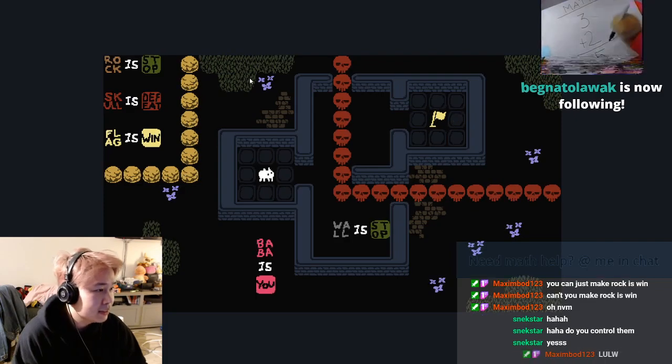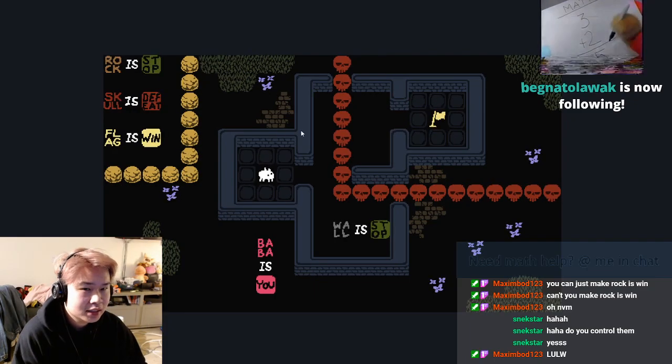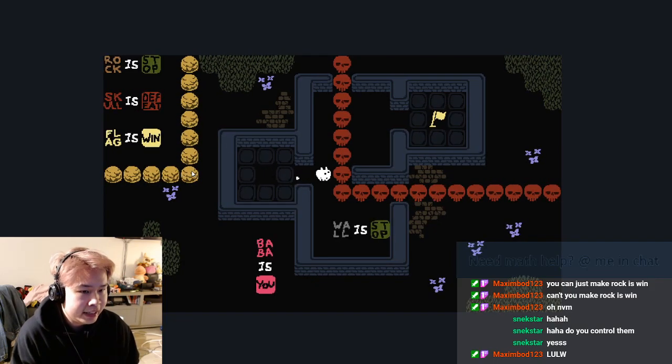Okay, so let's see what this is. Wall is stop, Baba is me, rock is stop, and notice how the rock is stop is inside this rock barrier, so I can't play around with these guys. So first off, I need to get out of here, so I'm going to break the wall.